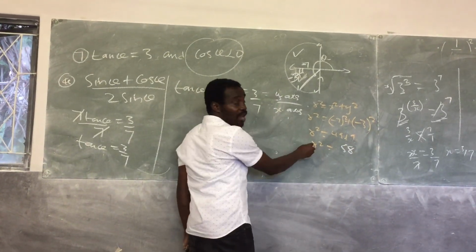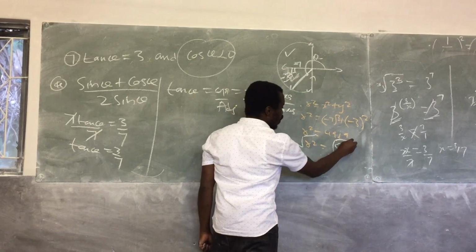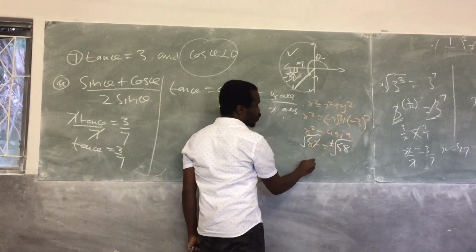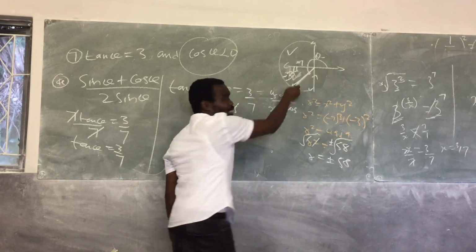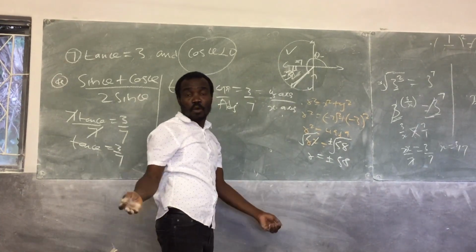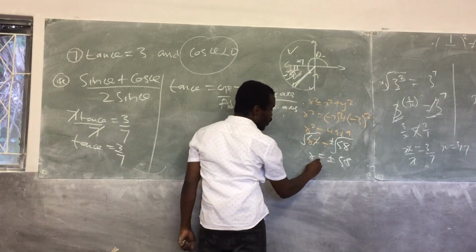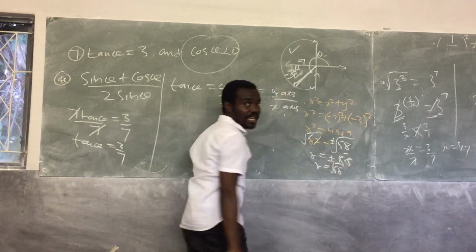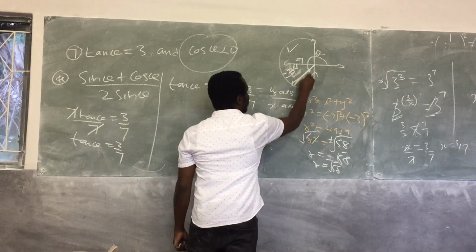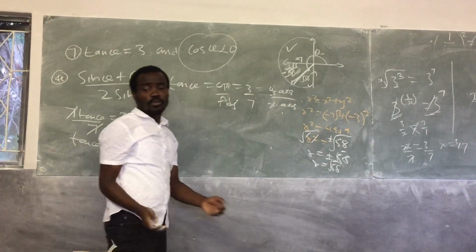We solve for R. Square root, plus or minus. So R is equal to plus or minus square root of 58. But this is a radius, a length, always positive. So therefore R is equal to the square root of 58. Now we can go to the main question.